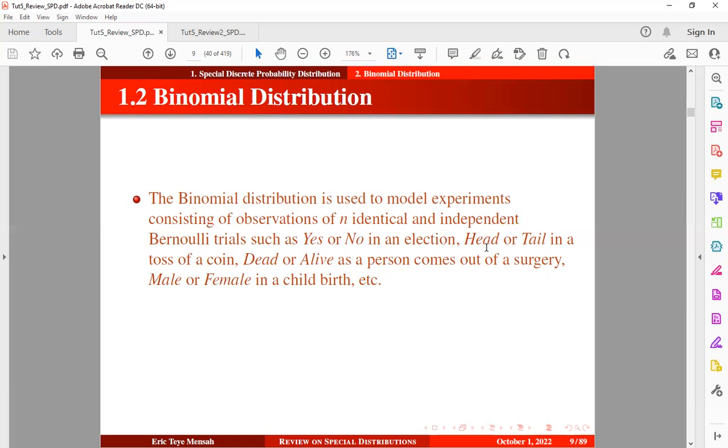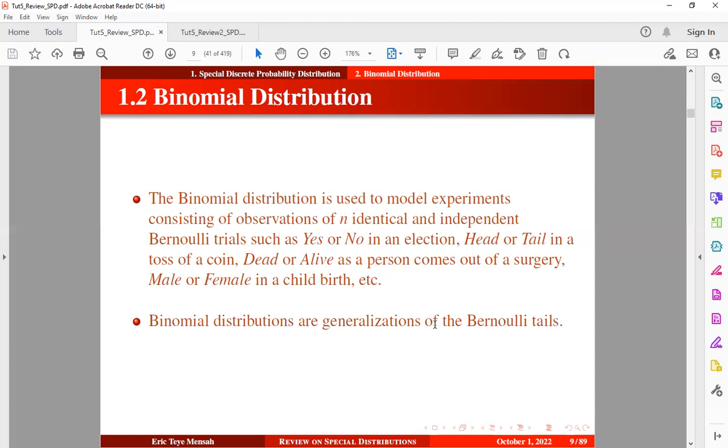Now, the binomial distributions are generalizations of the Bernoulli trials, okay? So this basically means that the Bernoulli trial is often used as a building block for most random experiments, which include the binomial distribution, okay?